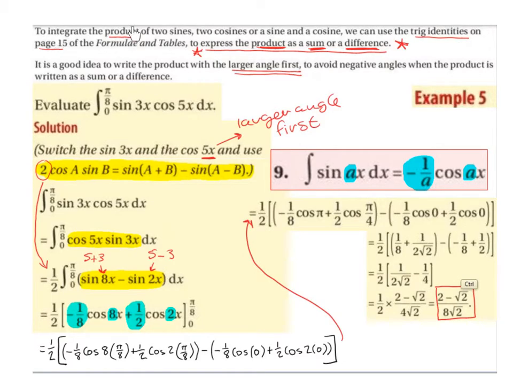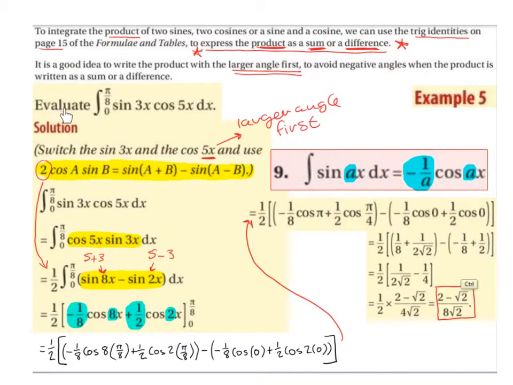To integrate the product of two sines, two cosines, or a sine and a cosine, we can use the trig identities on page 15 of the formulae and tables to express the product as a sum or a difference. It is a good idea to write the product with the larger angle first. This avoids negative angles when the product is written as a sum or a difference.